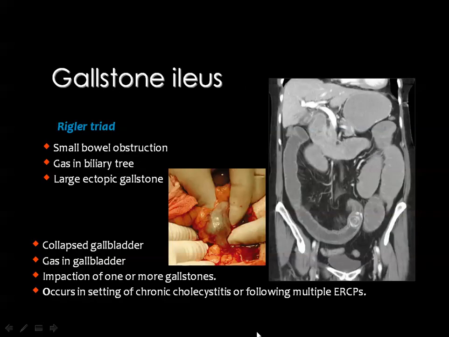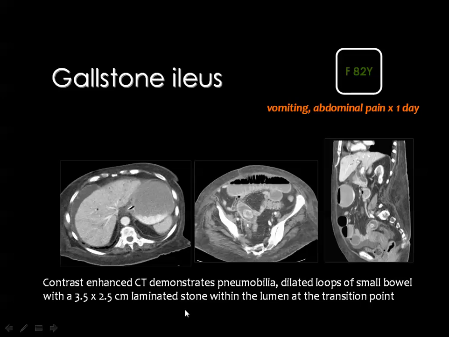Gallstone ileus results from passage of a gallstone into the intestine, and there should be a triad to reach this diagnosis. Number one, you see small bowel obstruction and distension with air fluid levels. Number two, you see gas in the biliary tree, and number three, you can see the stone. And here you can see two of the signs, or even the three signs. The intestine is dilated, the stone is located, and you can appreciate some air in the biliary tracts.